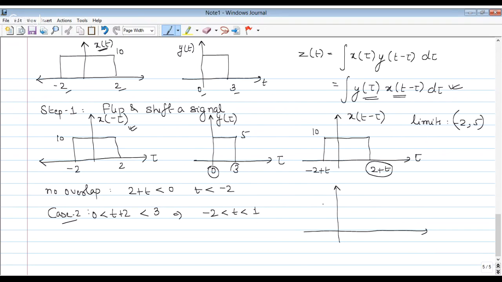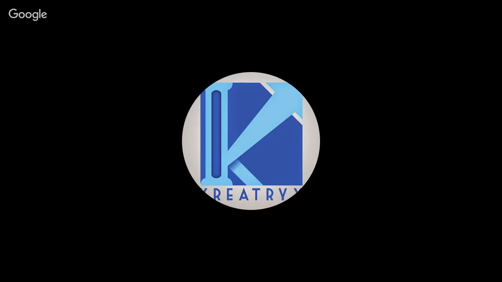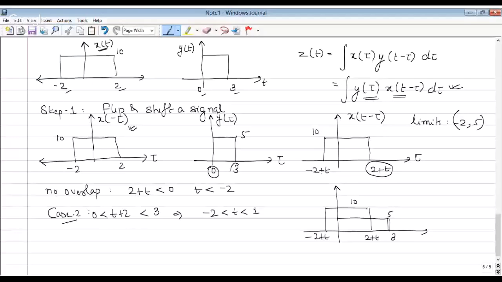Let us say like this, minus 2 plus t, 2 plus t. This value is less than 3. Here it is the second signal which has amplitude 5, it has amplitude 10. Common region is this one. So what we do is, we first multiply these two amplitudes and then we'll take the area. If you multiply 10 and 5, what you will get? 50.